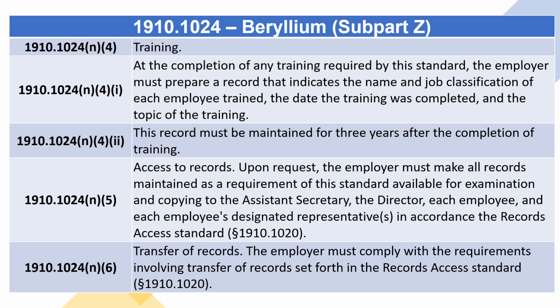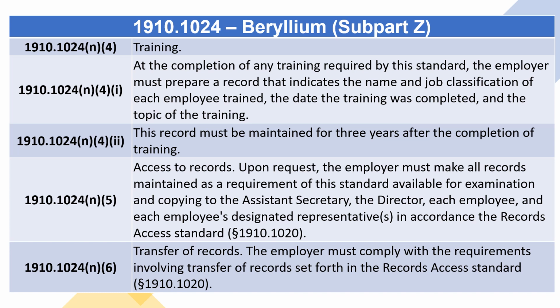1910.1024 N4 Training. 1. At the completion of any training required by this standard, the employer must prepare a record that indicates the name and job classification of each employee trained, the date the training was completed, and the topic of the training. 2. This record must be maintained for 3 years after the completion of training.